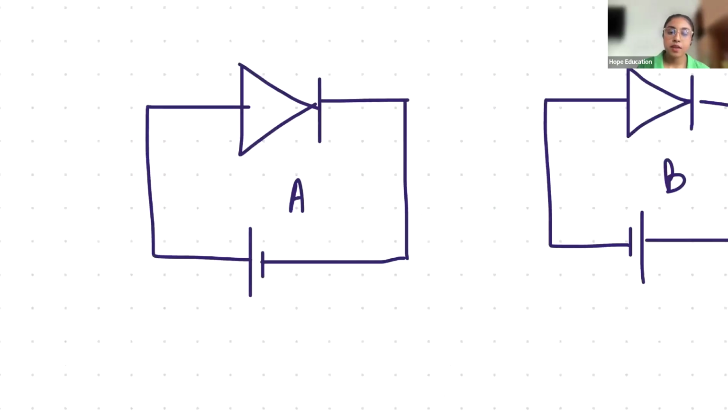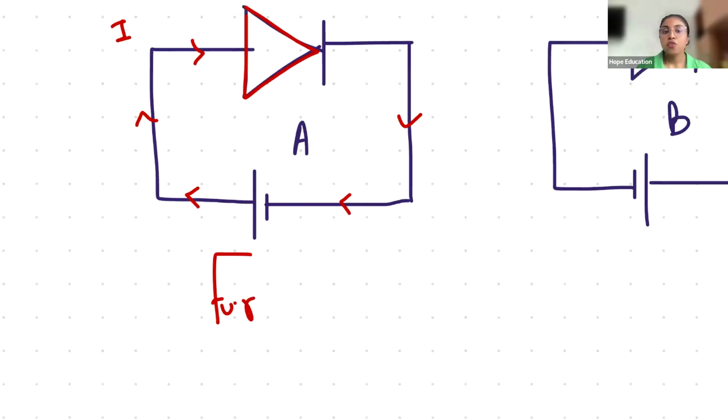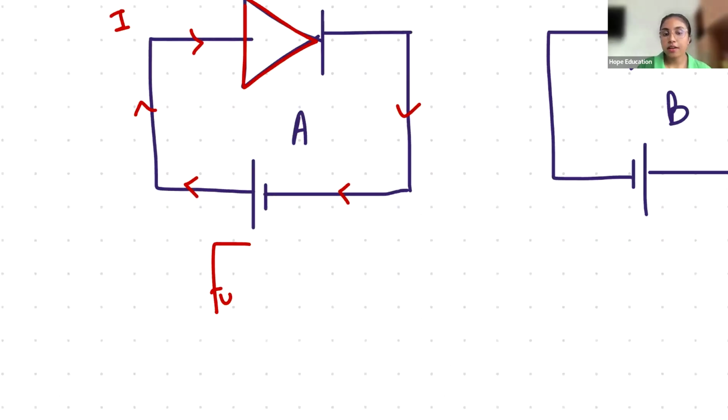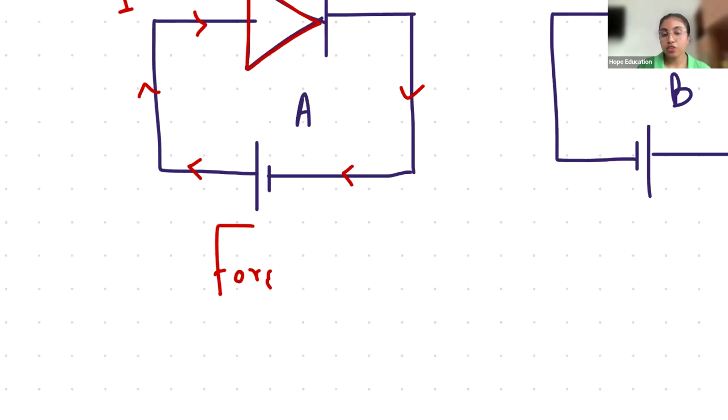Current, this is the positive terminal and this is the negative terminal, right? So current will ideally flow like this. The current flows like this, in the same direction as the arrowhead of the diode. We call it forward bias. Only when forward biased does current flow through a diode. Once again, forward biased.